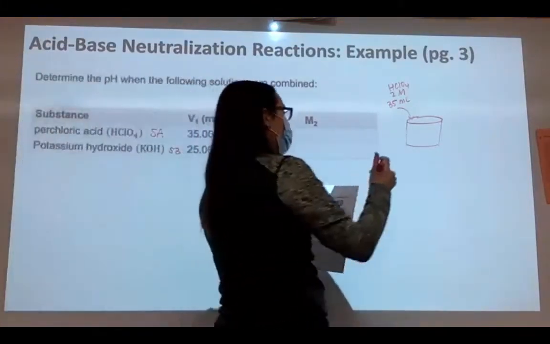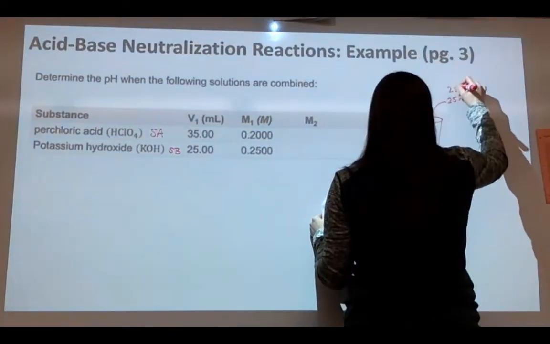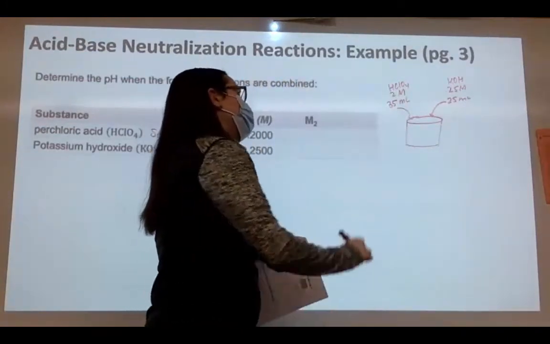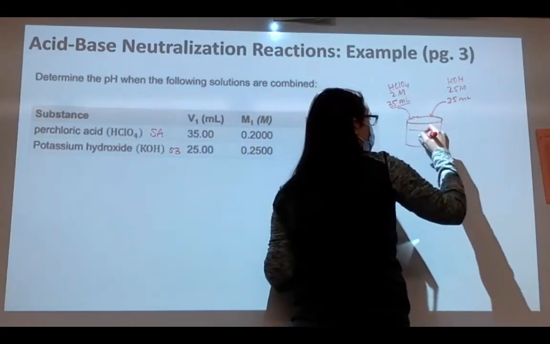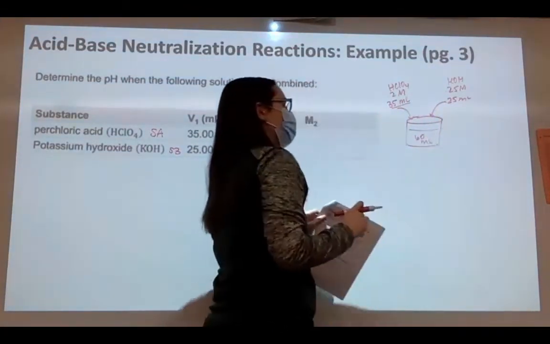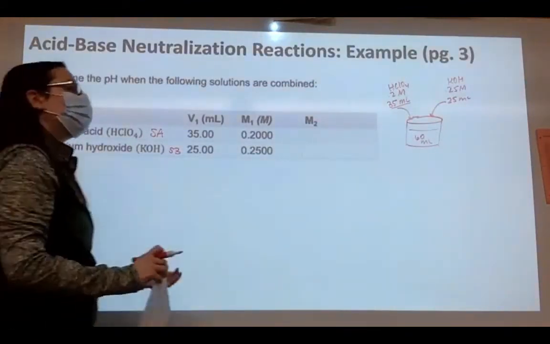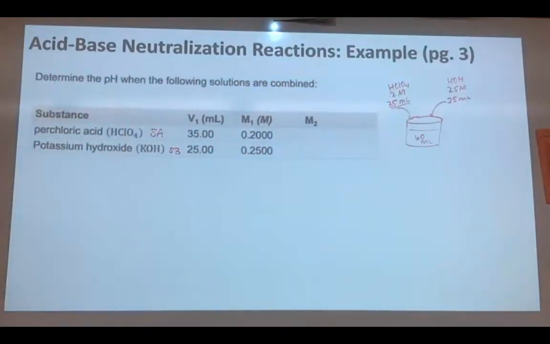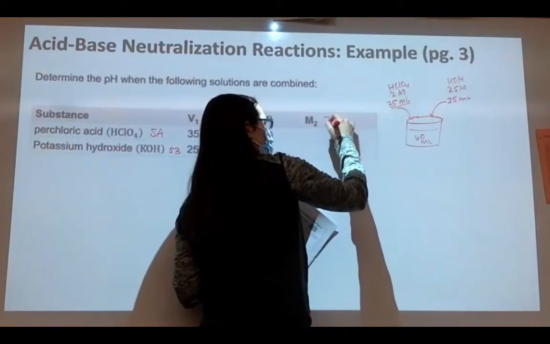But we also have 25 milliliters of a 0.25 molar KOH solution going in. So now instead of HClO4 being 35 milliliters, it's now going to be in 60 milliliters of solution. So we're changing the concentration. For KOH, instead of having 25 milliliters of 0.25 molar, we're going to have 60 milliliters, so we're changing the concentration. So the first thing we want to do is figure out what are the new concentrations.